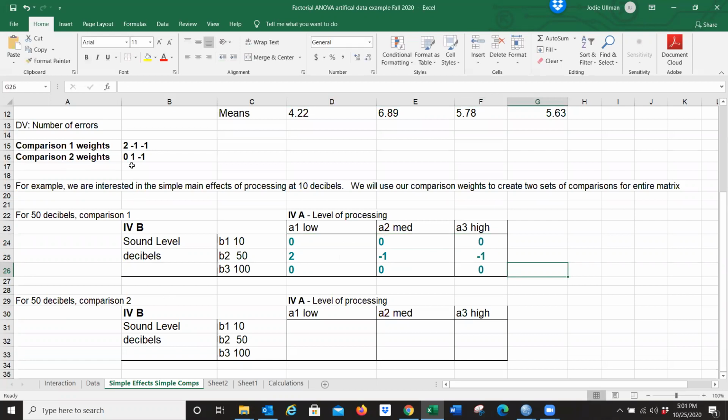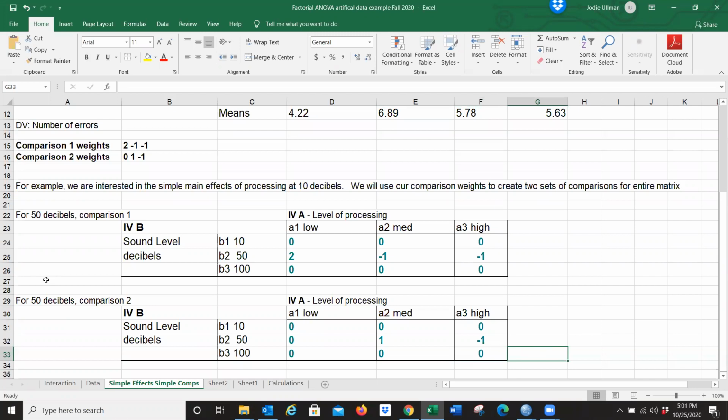And the second comparison is this, again for the 50, for the simple main effects of level of processing on number of errors for those who have heard a sound at 50 decibel levels. We don't care about the people who heard the sound at 10 decibel levels. But we do care here. And now we're comparing the people who did the medium to the high processing. And we don't care about the people, for these purposes only, at the high decibel level.